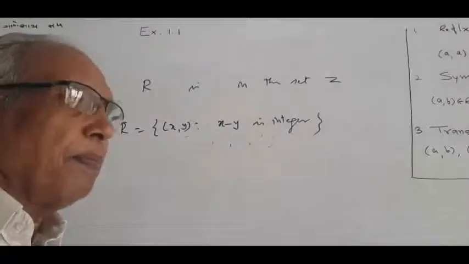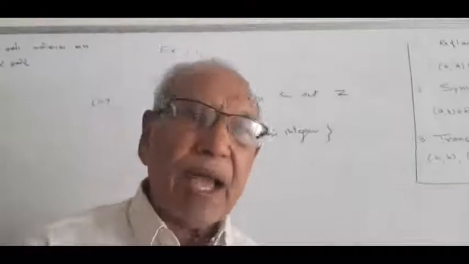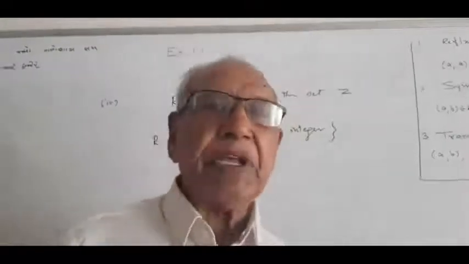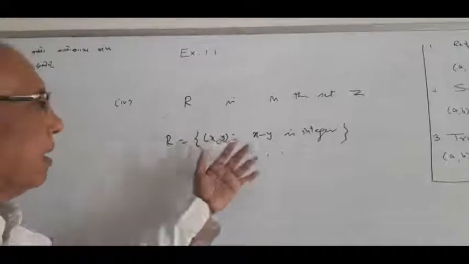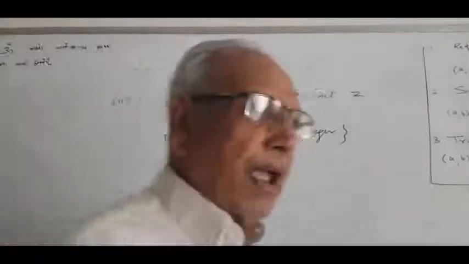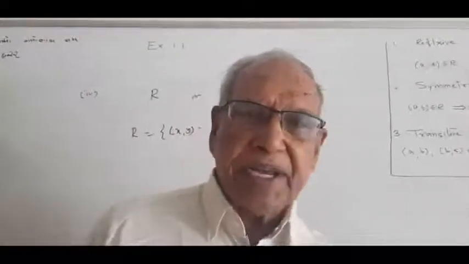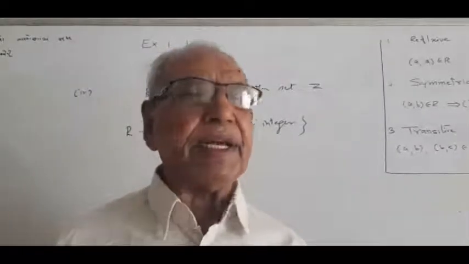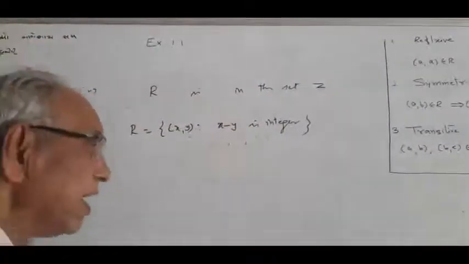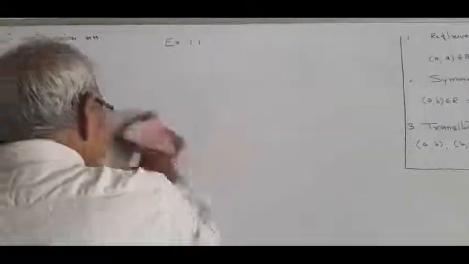When (x, y) belongs to R, means x minus y is an integer, then y minus x is also an integer, means (y, x) belongs to R. Therefore, the relation is symmetric. Now, if (x, y) belongs to R and (y, z) belongs to R, means x minus y is an integer and y minus z is an integer, therefore x minus z is an integer. This relation is transitive. This relation is an equivalence relation.